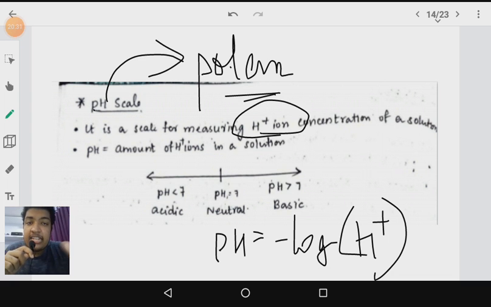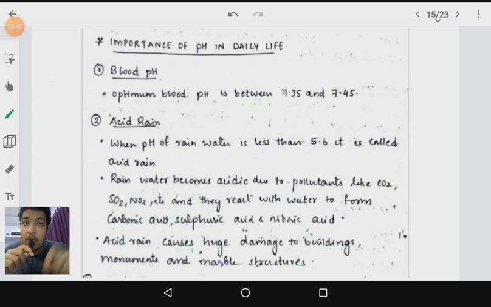And for finding this pH, we have pH papers which give appropriate colors with different pH. So based on the chart that is available, we can find out what is the pH of that particular solution, and we have such experiments in the higher classes as well as in class 10 also. So now let us study the importance of pH. Why is this pH very important in our day-to-day life?